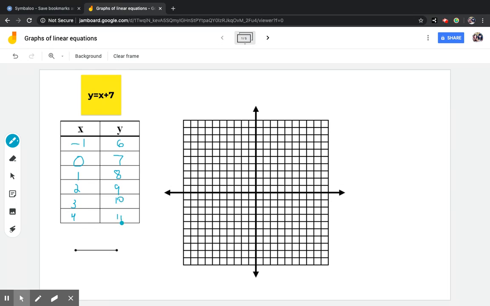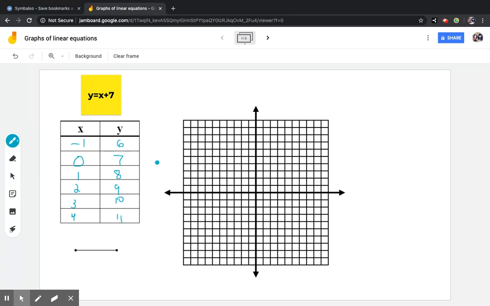All right, now my equation should work. 4 plus 7 equals 11. Negative 1 plus 7 equals 6. So, okay, works on both sides. Now we need to graph this. Now we're going to pretend or assume that each unit equals 1. So we need to chart it.